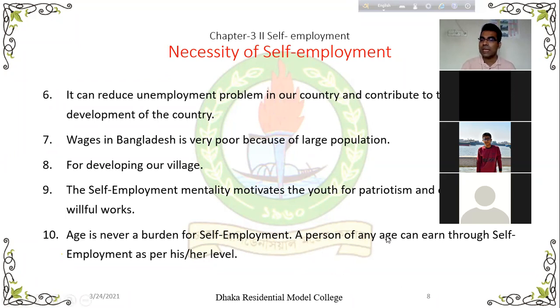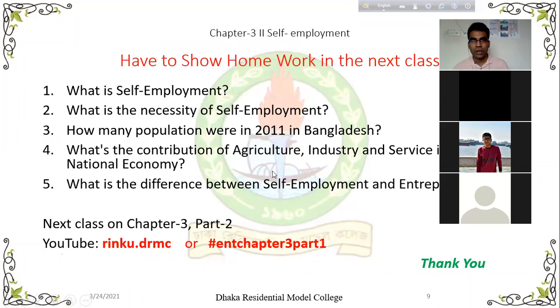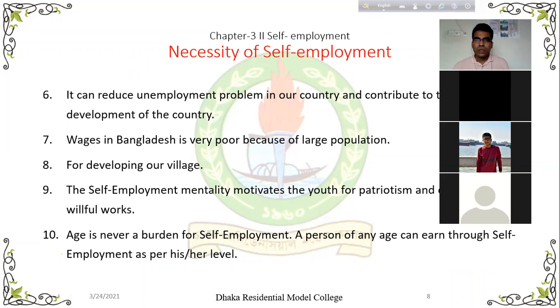A person of any age can earn through self-employment as per his or her level, অর্থাৎ তার অবস্থান অনুযায়ী তিনি যে কোনো প্রফেশনে অন্তর্ভুক্ত হয়ে বা যে কোনো কাজ করে তিনি জীবিকা নির্বাহ করতে পারেন। Okay, and these 2 topics, that means what is self-employment and necessity of self-employment, is discussed today.